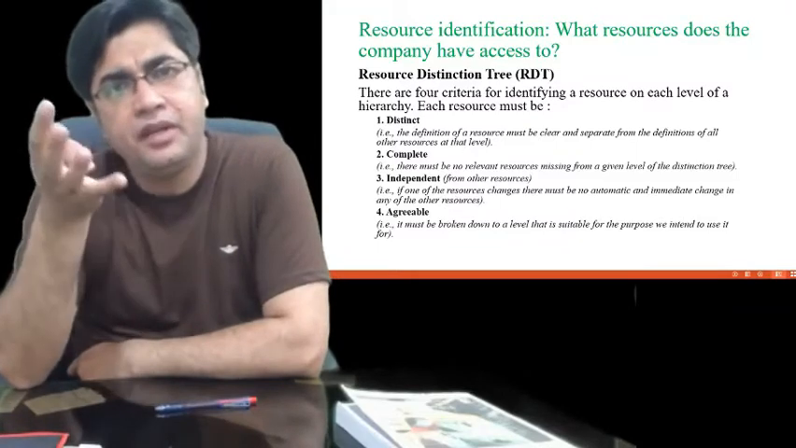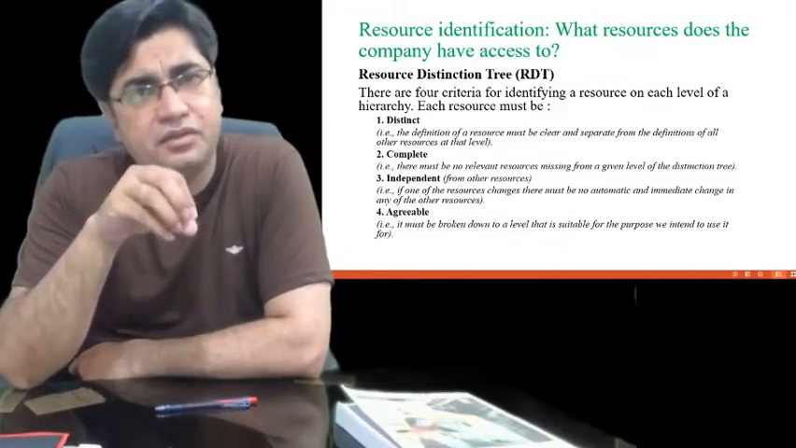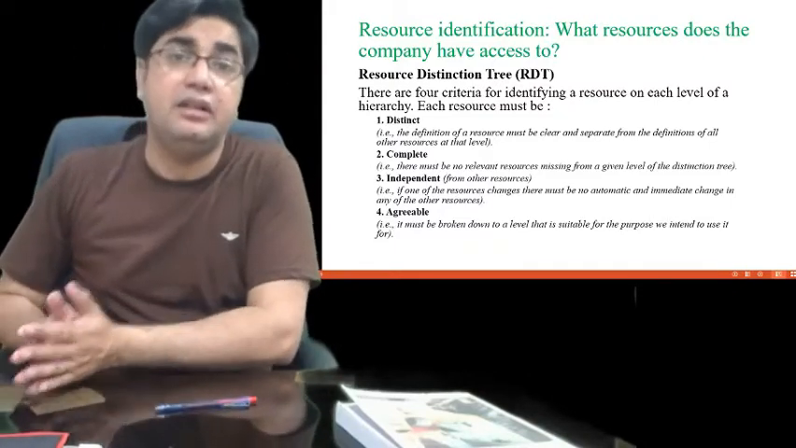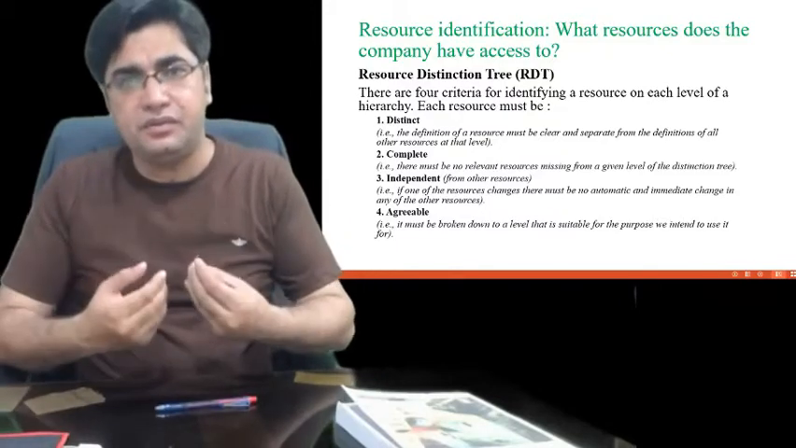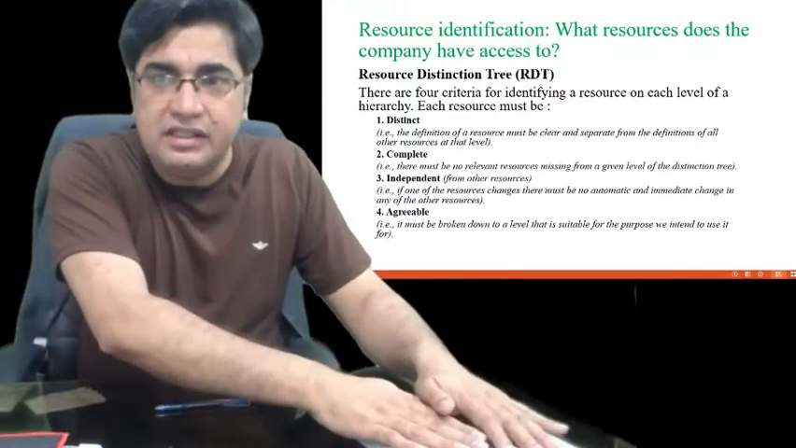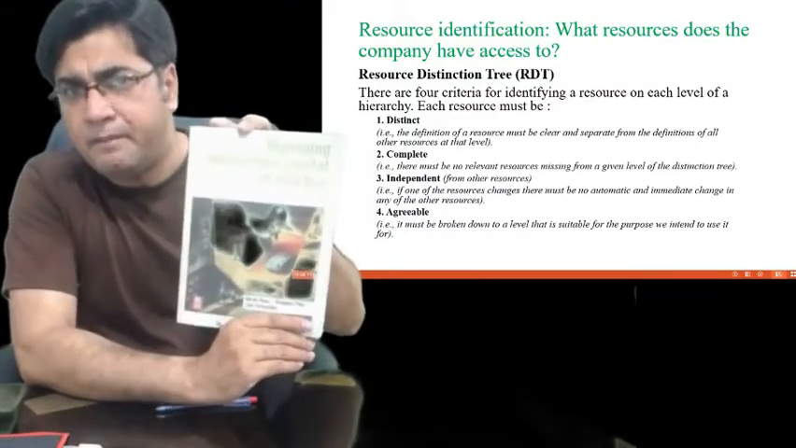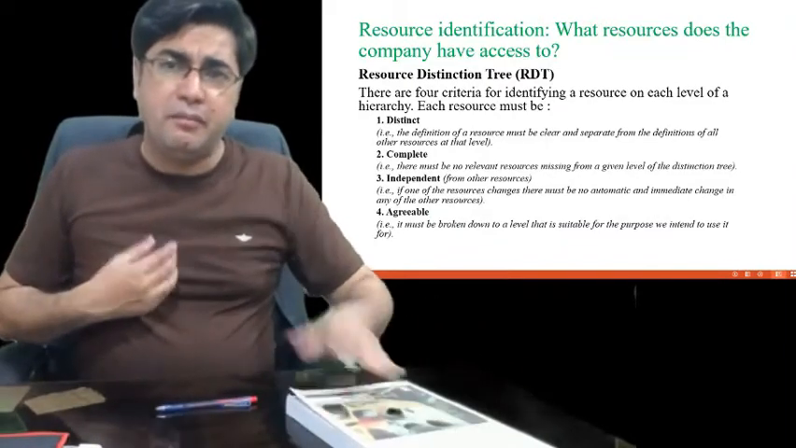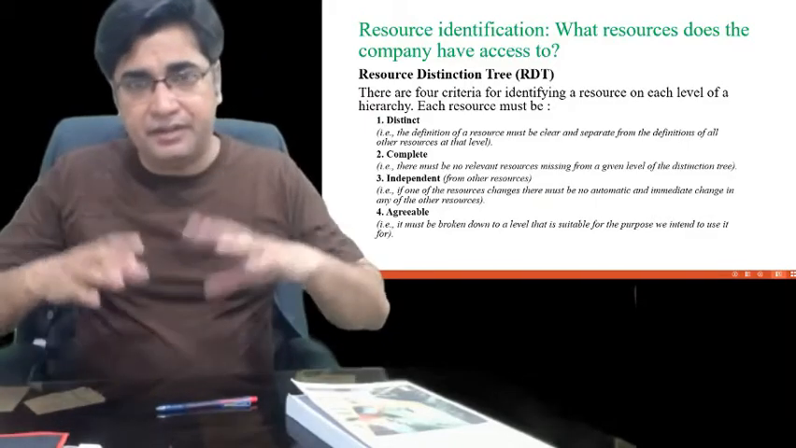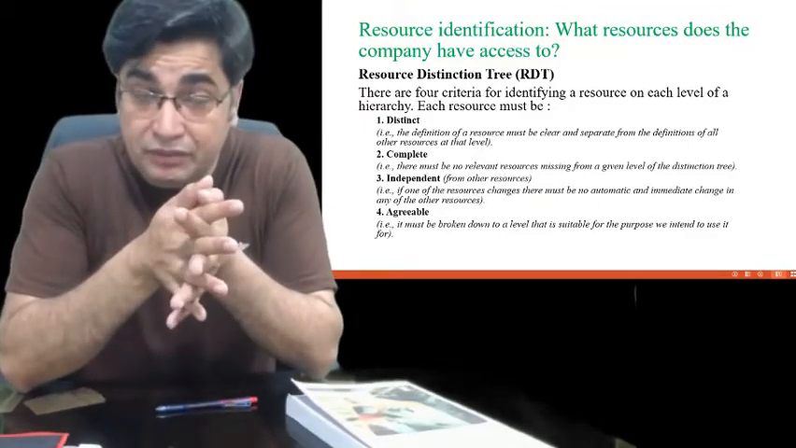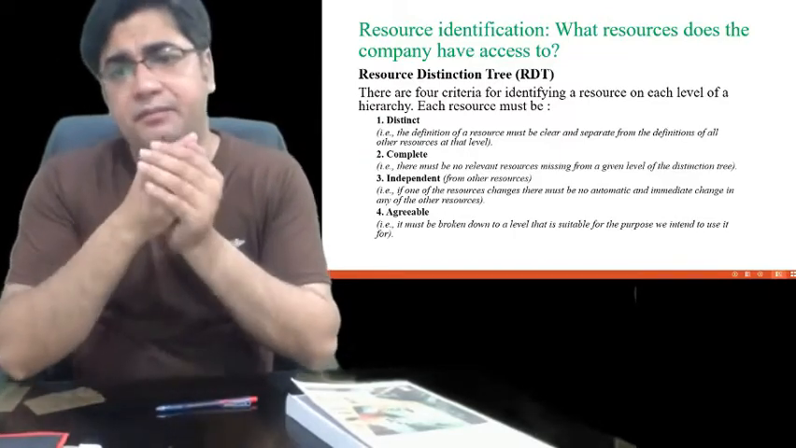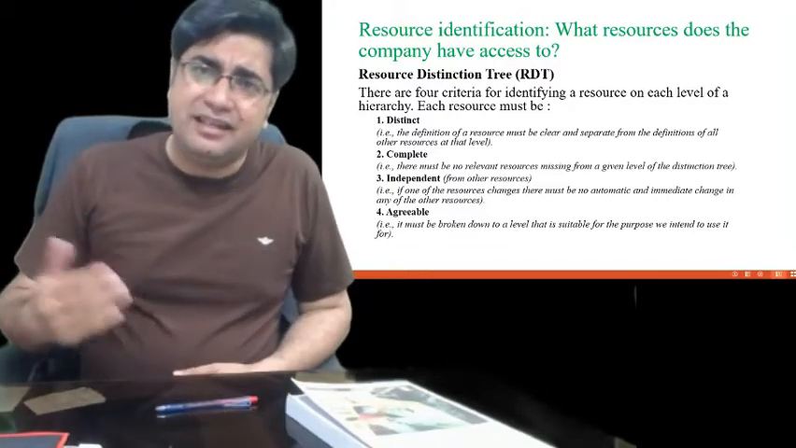So these 4 capabilities should be there in something, whether it's physical, tangible, or intangible, to be a resource: distinct, complete, independent, and agreeableness. This is according to the author of this particular book. Personally, my opinion is that we can add something more to these 4 things, or maybe we can compromise on one element, because sometimes it's not necessary that all these aspects are present in the resources.